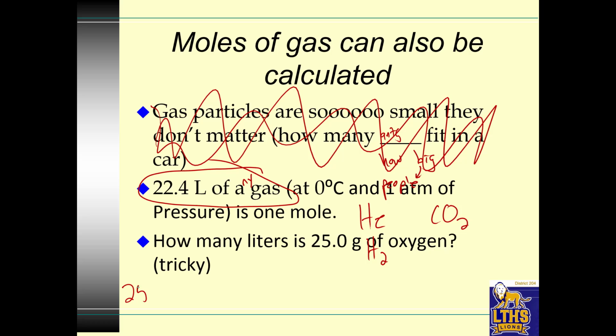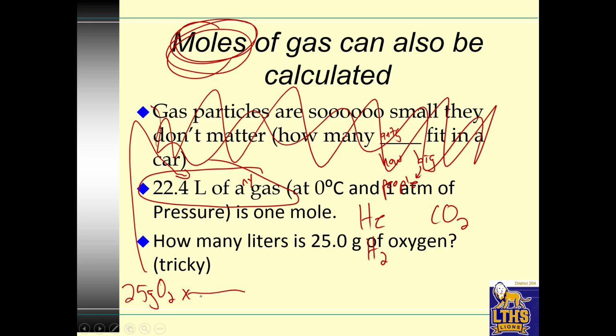So I'm going to do 25 grams of oxygen, and here's the thing, we're always going to go through moles. I don't know how many grams are in a liter. That I don't know. But I know how many moles are in a liter. So I'm going to go from grams. I hate you grams. I'm good at canceling this and going through moles. So 1 mole, I go to the periodic table, 32 grams.